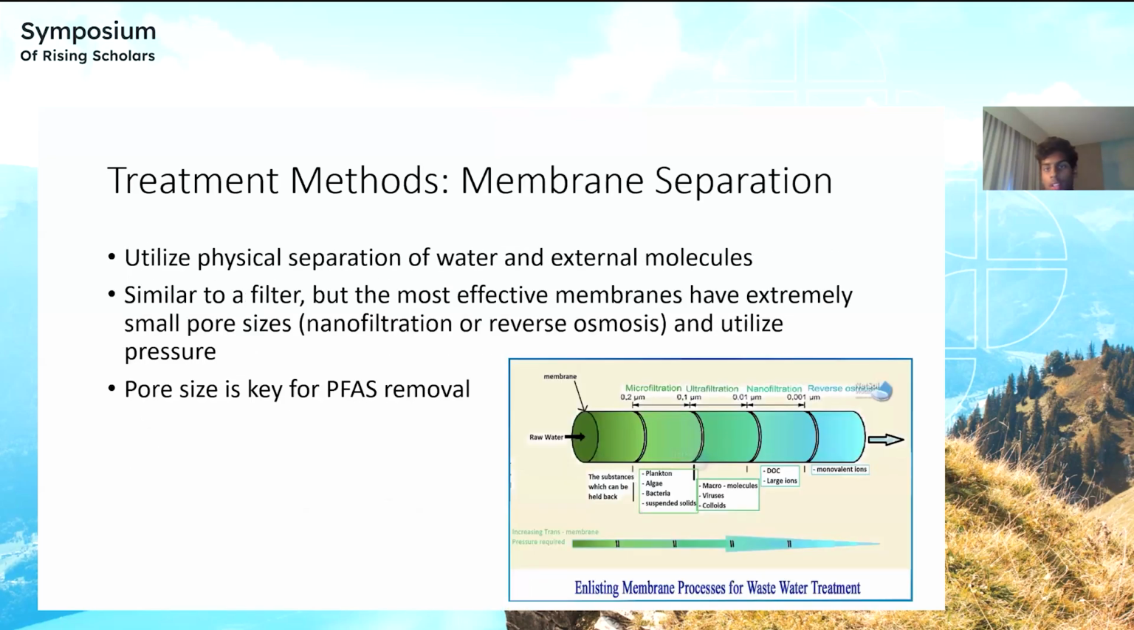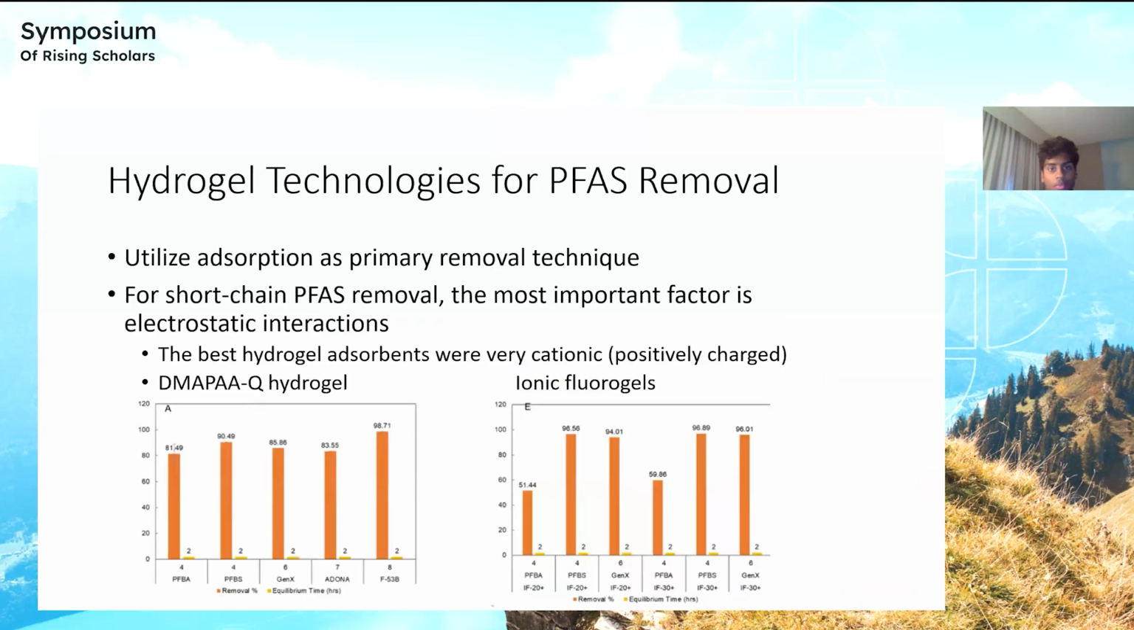The other method that I researched was membrane separation. These utilize physical separation of water and the PFAS molecule. It's almost like a filter, but the most effective membranes use extremely small pore sizes, which are nanofiltration and reverse osmosis, and utilize high pressure to really force the water through. Pore size for membrane separation is the key for removing forever chemicals.